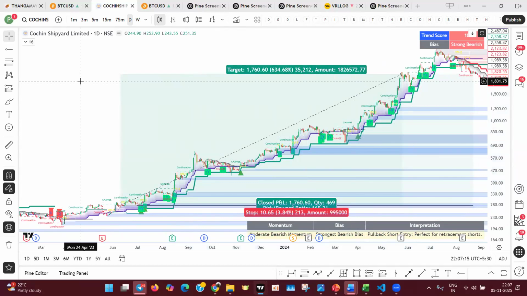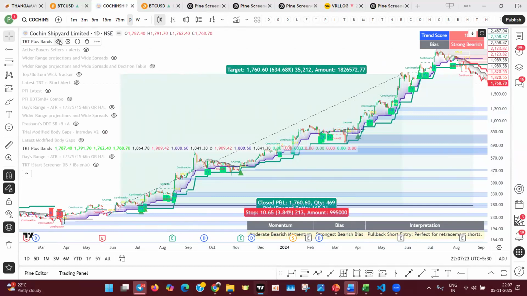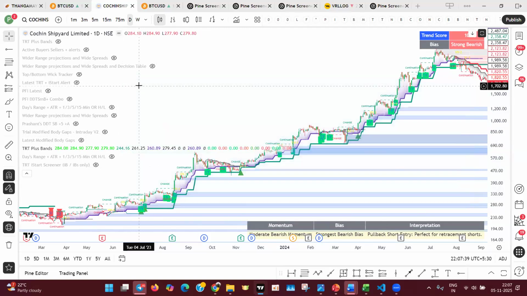And these kind of trades come only when there is a confluence of TRT, DDT, smart bands, and PFI. So for this trade, PFI was highly favorable. The numbers were multiple here, 5 to 6 times. It just kept moving higher and higher. PFI numbers increased. Bands were favorable, and TRT color remained either yellow or green. So all these things we are going to describe.